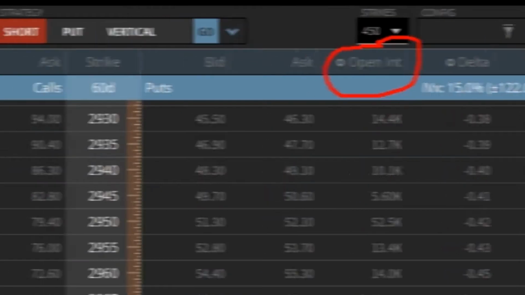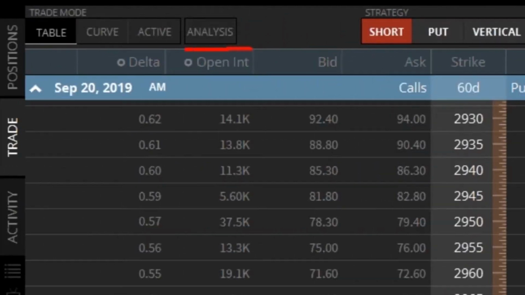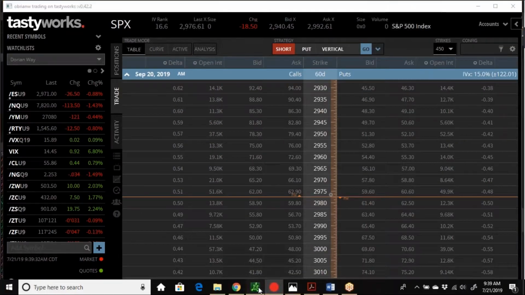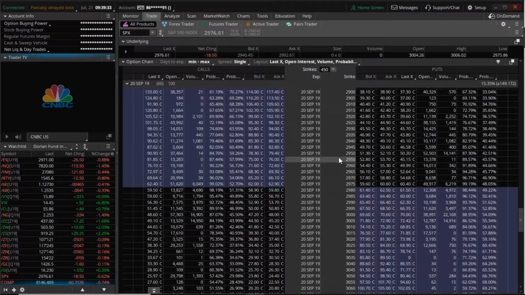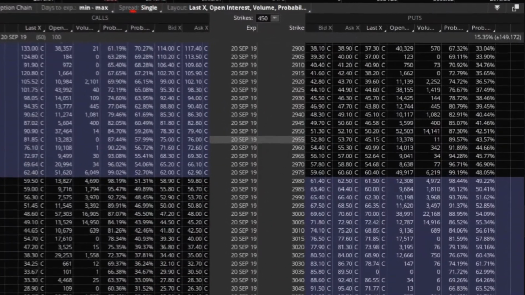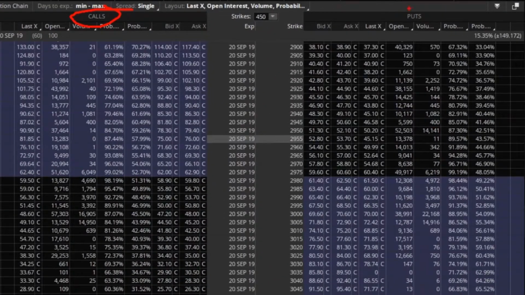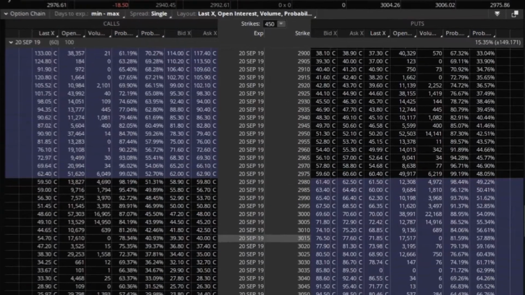Open interest is on both sides of the TastyWorks platform. Now, you can see the same type of concept on the Thinkorswim platform. Just want to make sure you understand that. You got calls to the left and puts to the right, just like on the TastyWorks platform. And this is how the out of the money line looks on the Thinkorswim platform. And this is the vertical area where the strikes are at. Just so you can understand, this is the same type of concept on both of these option specializing platforms.